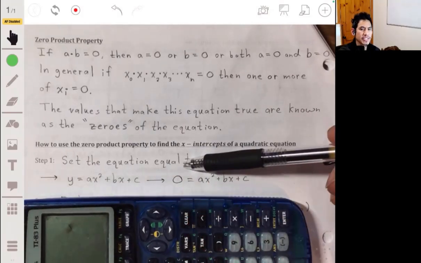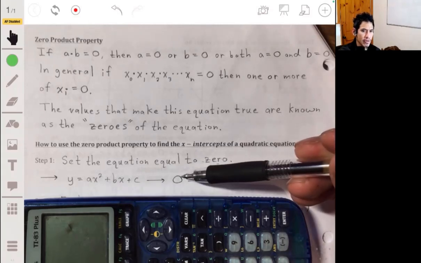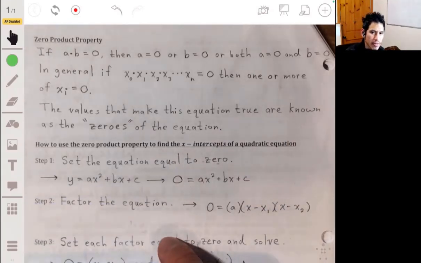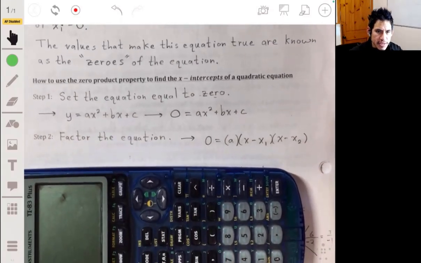Start off by setting the equation equal to zero, not x equal to zero, because again, I'm trying to find the zero or zeros, where y is zero. And we factor it if we can. If we can't, I'll show you what you do next in the next lesson.